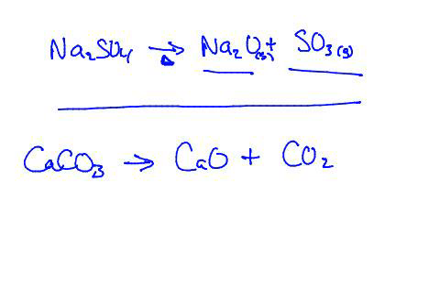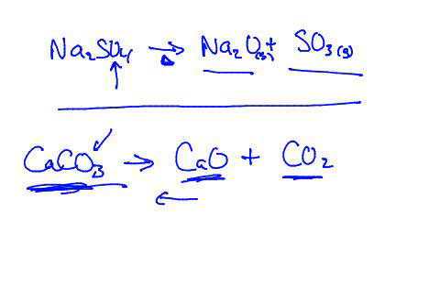So notice this is a salt, calcium carbonate, that contains oxygen. A salt that contains oxygen. But the reverse is true too. If you have a metal oxide and a non-metal oxide and you put them together, they make the salt containing oxygen. So this reaction can go both ways, depending on what you're doing.